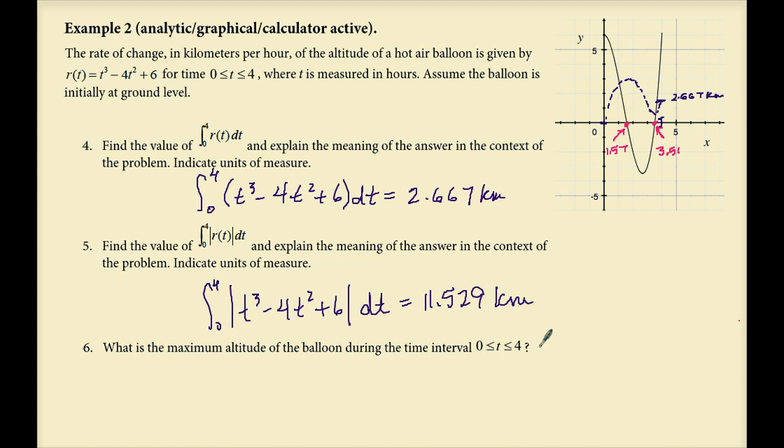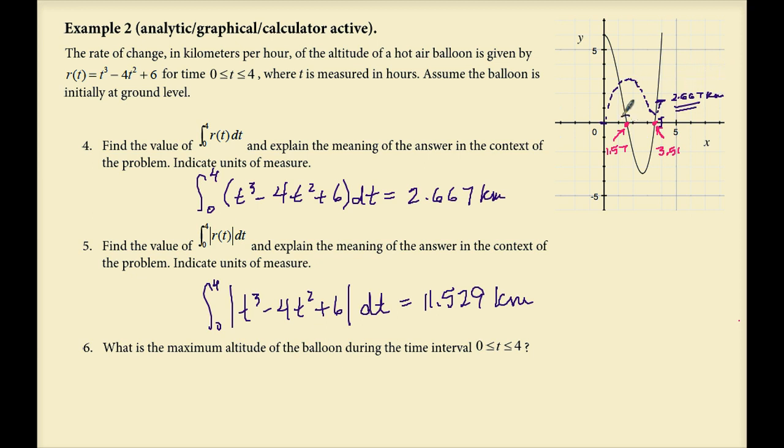What is the maximum altitude of the balloon during the time interval from 0 to 4? Well, the maximum altitude could occur at two places: where we have the maximum value, where the rate is changing from positive to negative, or at the endpoint of the interval. We know that at time 4 hours, it was at 2.667 kilometers.